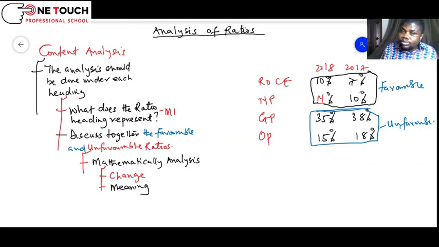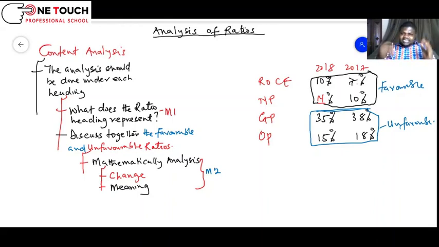I'm telling you how it will be marked. This mathematical analysis will earn you a lot of marks for all the research that you are going to do. At least you get M2, 2 marks, 3 marks there. So you do it for favorable ratios and unfavorable ratios. You are only telling us the increase or decrease, and the meaning, whether they are doing well or not.